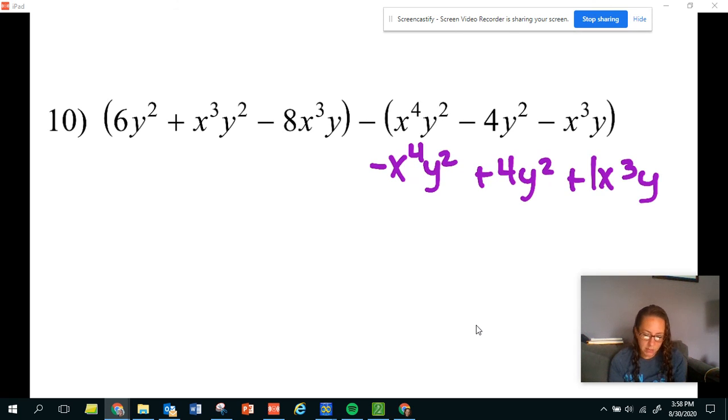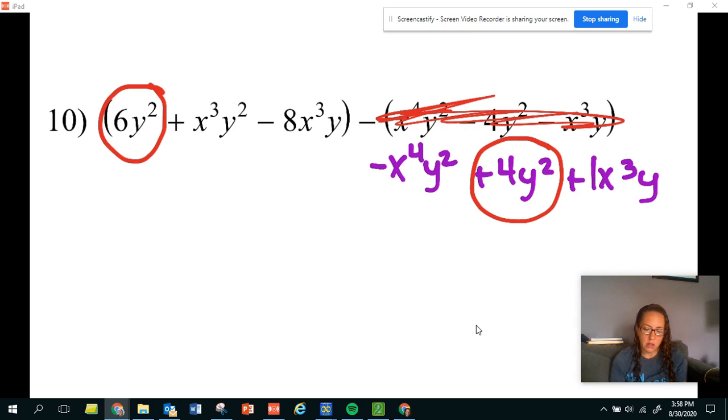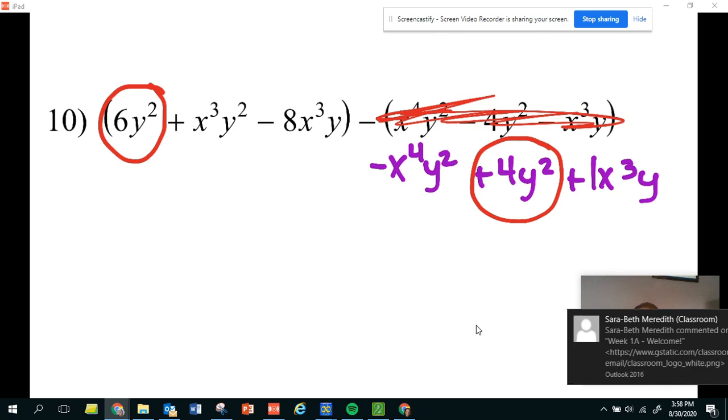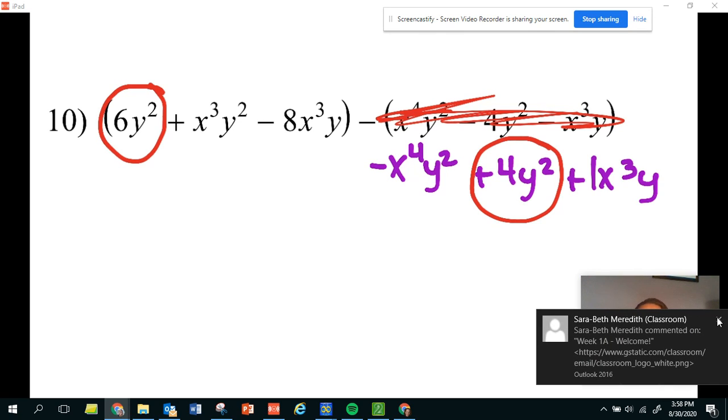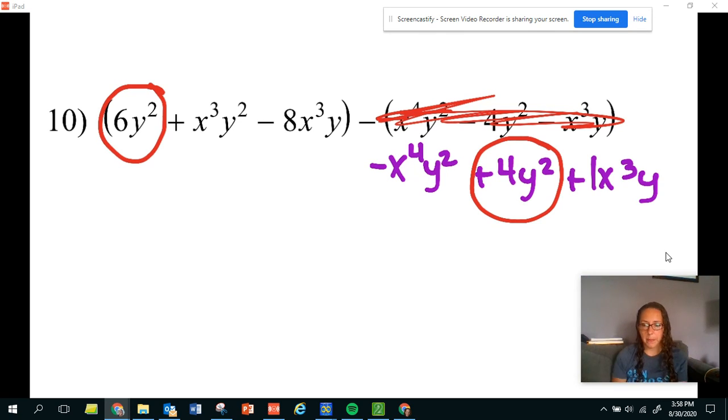So now I just got to combine my like terms. Let's start with the first one. y². Well, I have another y² right there. Oh, and by the way, this is gone now because I changed it. So all I have to do is add the coefficients together. So 6 plus 4 is 10, and my y² does not change.